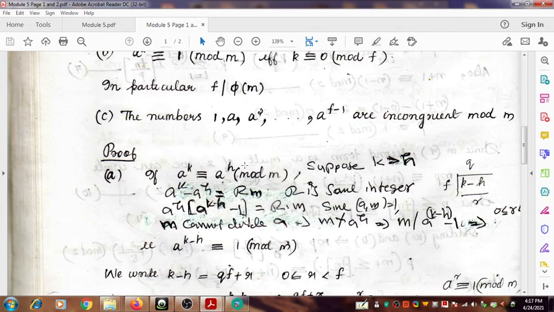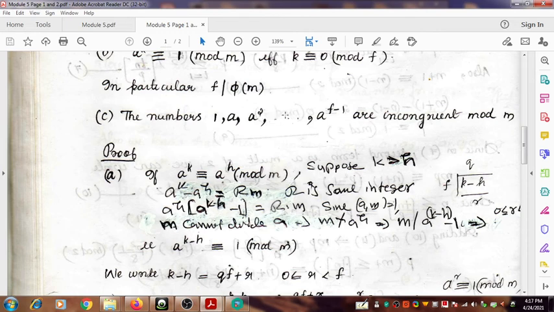These two numbers k and h are such that, instead of i and j, we are taking k and h. This is the step which is suitable in this situation. So here you can think that when you divide a raised to k by m and a raised to h by m, you get the same remainders. If you get the same remainders, you can write that a raised to k is congruent to a raised to h mod m.